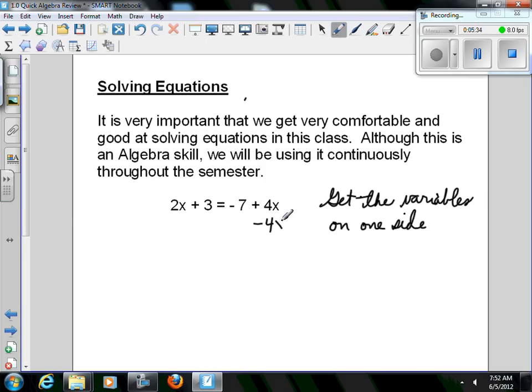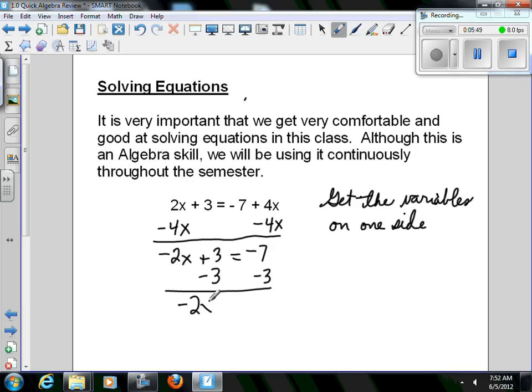So we're going to subtract 4x from each side. And we have negative 2x plus 3 equals negative 7. We want to get x alone, so we subtract 3 from each side. And we have negative 2x, the 3's cancel, equals negative 10. Divide each side by negative 2 to get the number in front of the x to cancel, and we end up with x is 5. Now that should be a review.